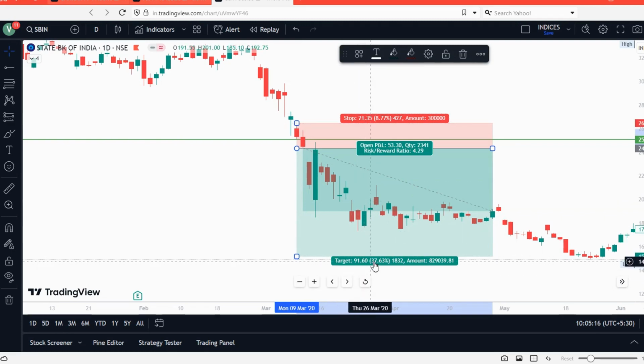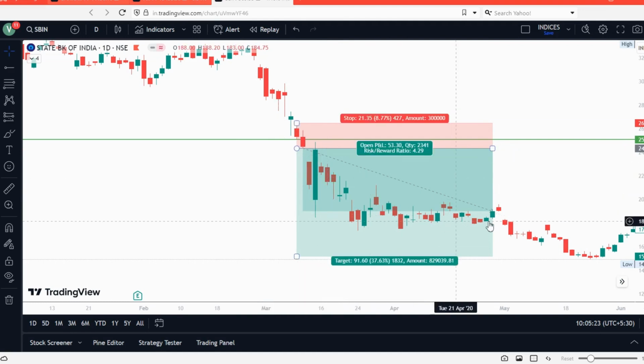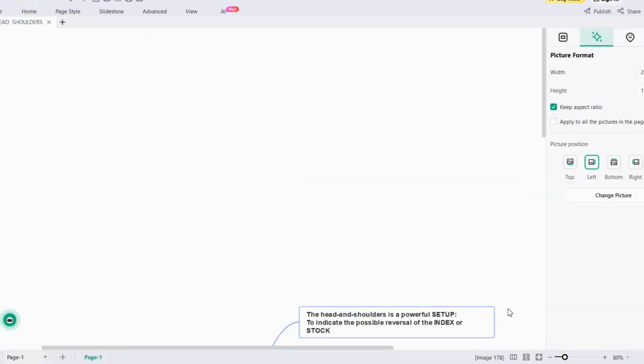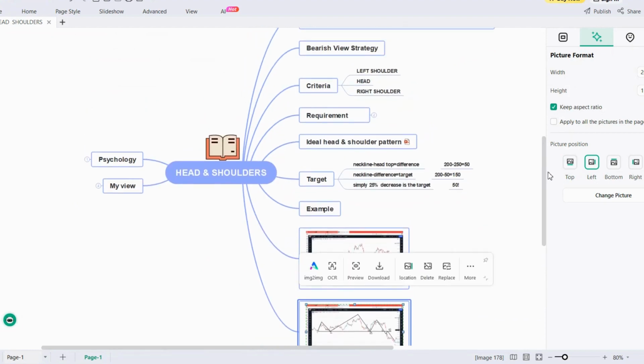Okay, this is how you have to trade this strategy. And a strategy which has clear entry, exit and target points gives you a better edge in the market. Now I'll discuss the psychology here, the clear psychology here, and then we go to the concept of what I'm feeling about this strategy and how I use this strategy and why I'm making this video.